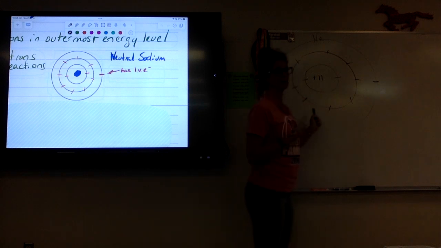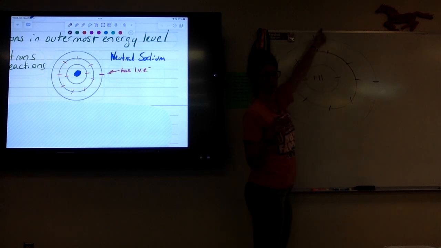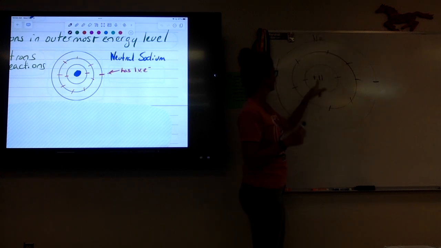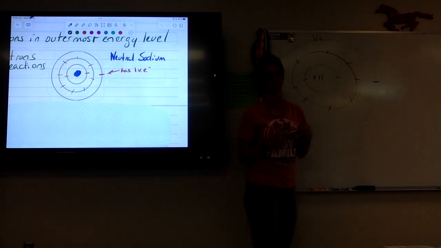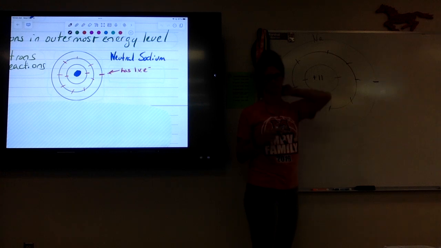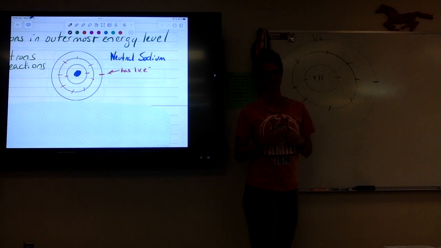Well, how many total electrons? Okay, well, I wanted it to be neutral, right? Because there's no charge there. Well, if it has 11 positive protons, it's got to have 11 negative. How do we know that it has 11 positive? Because it's number 11 on the periodic table. Because it says it right there.